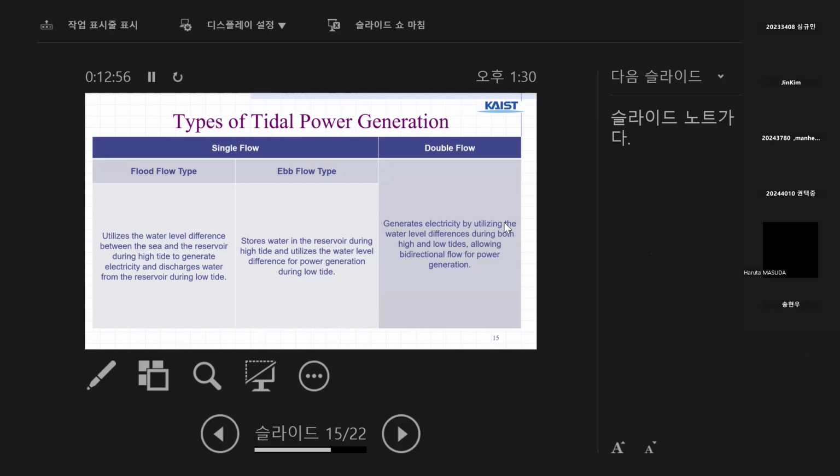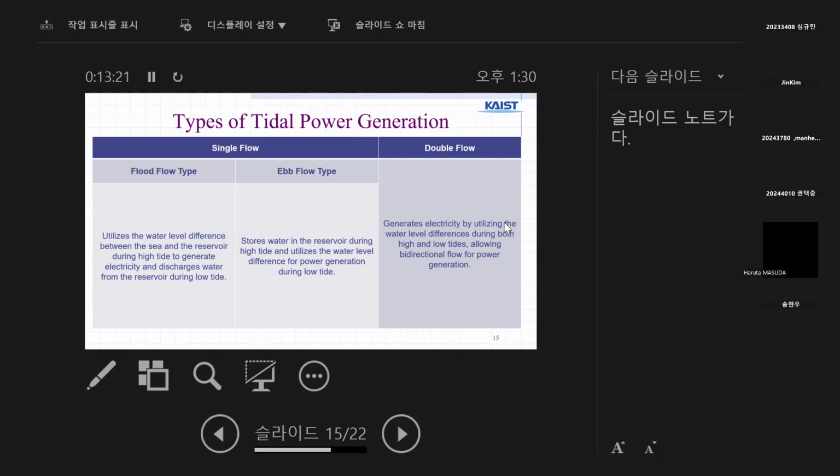The fluid flow type utilizes the water level difference between the sea and the reservoir during high tide to generate electricity, and discharges the water from the reservoir to the sea at low tide. The air flow type stores water in the reservoir during high tide, and flows it down to the ocean at low tide.